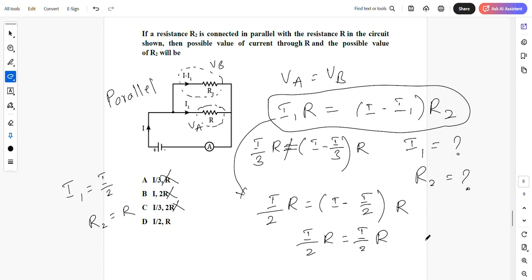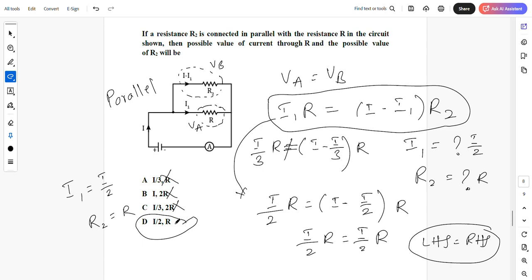Now here LHS is equal to RHS. That is the right option. The value of I1 is I/2 and the value of R2 is R. That is the right option. Okay, hope you have understood.